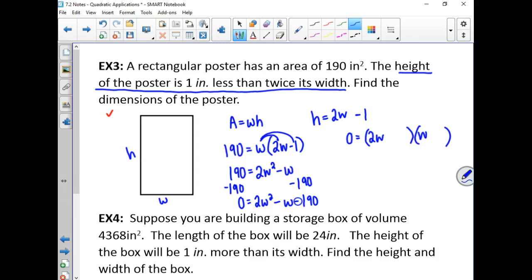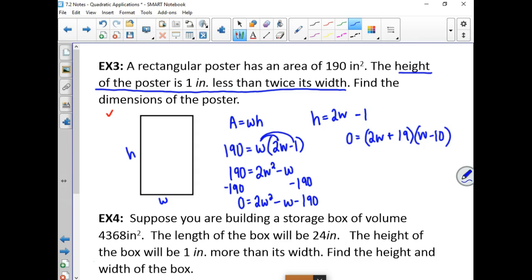To get 190, I could multiply 10 and 19, I could multiply 5 and 38, lots of different possibilities there, but I believe the one that is going to work is 10 and 19. I'm going to have a positive 19 here and a negative 10 here. If I check there, I get 19W and negative 20W. That gives me the negative W in the middle.